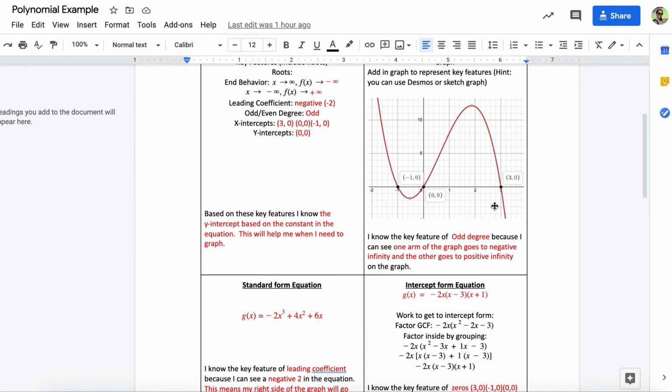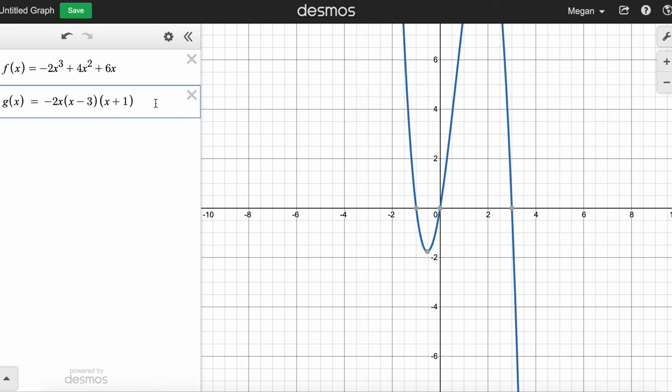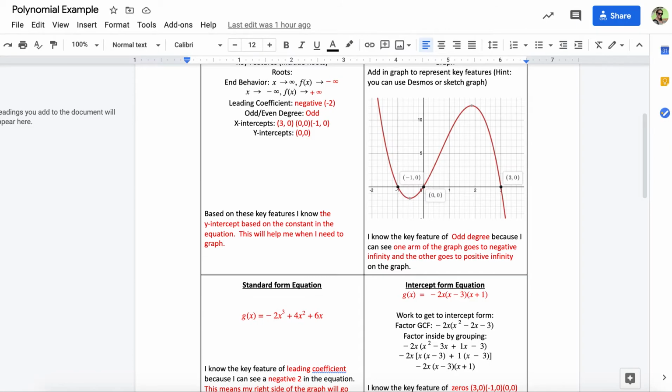To confirm that my graph was done correctly, I used Desmos. I inputted the standard form of the equation and the intercept form to make sure that I factored it correctly. As you can see on my graph, if I take off my factored form, the red graph exists, which is my standard form, and then my blue graph is my factored form. They align right on top of each other. So I was able to determine that my graph was correct for my polynomial example.